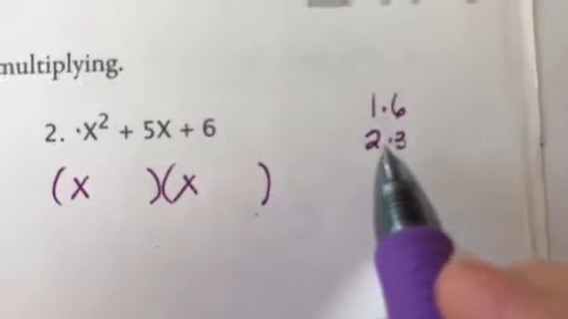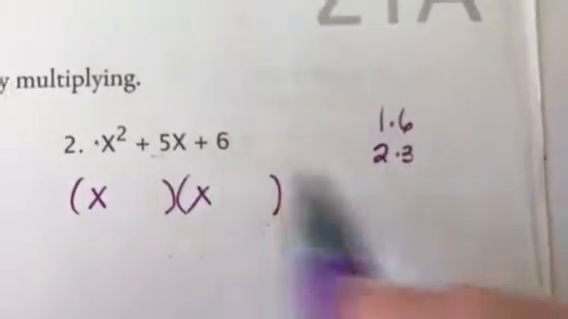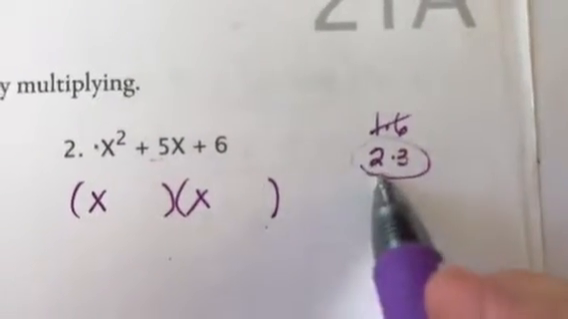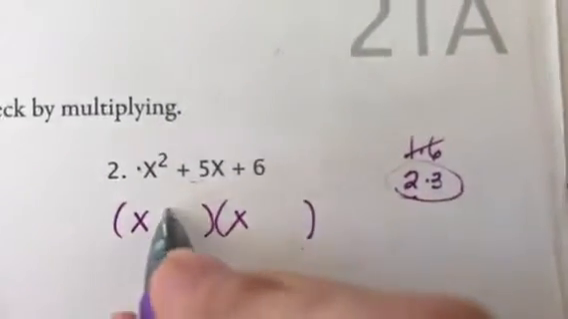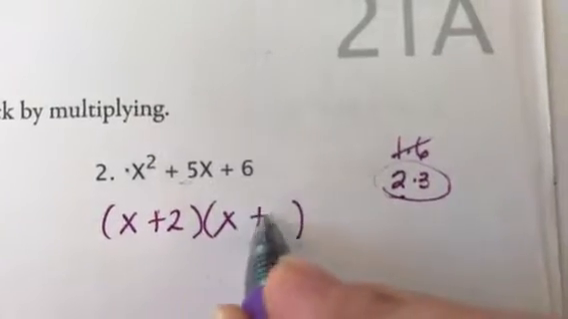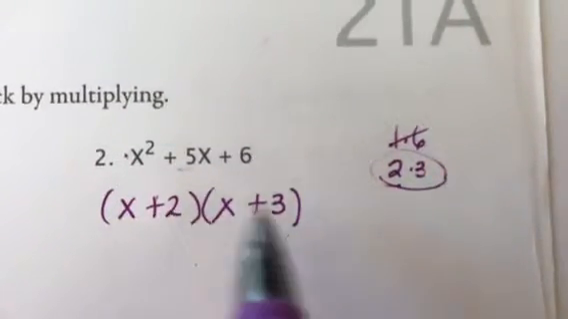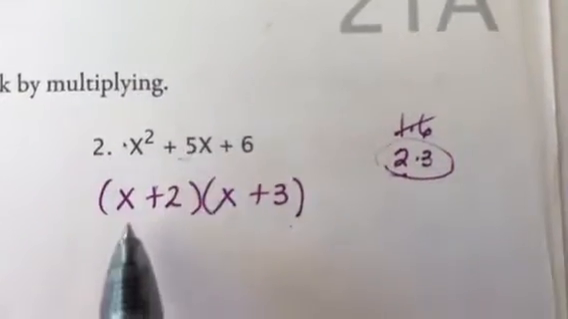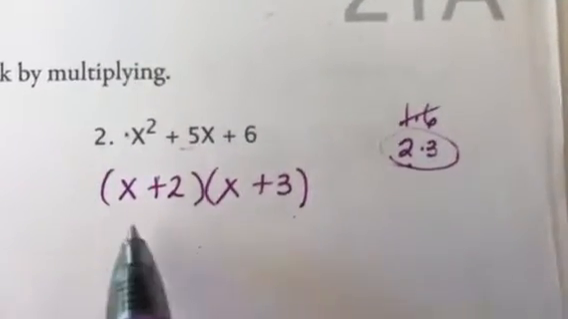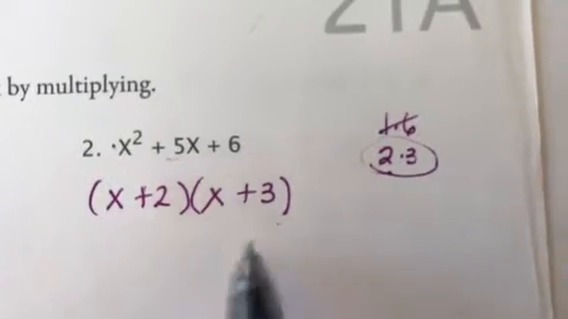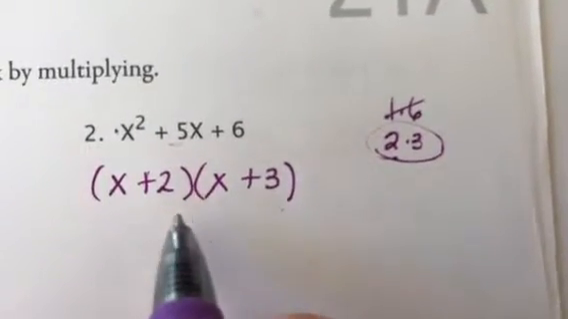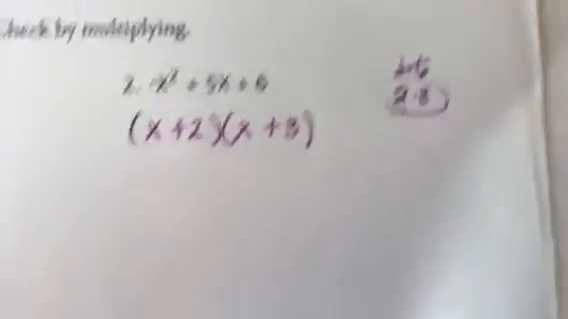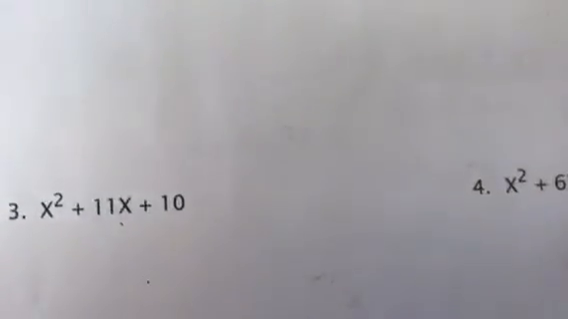But I need them to add to give me the middle term. So this one adds up to 7, so it can't be that. It's going to have to be this. So it's going to have to be a positive 2 and a positive 3, because think, 2 times 3 is 6, 2 plus 3 is 5, so that works. And you can see if I multiply this all out together, I would get x squared. This would give me 3x plus 2x, which is 5x, and then 2 times 3 would give me the 6. Okay, so let's try another one.